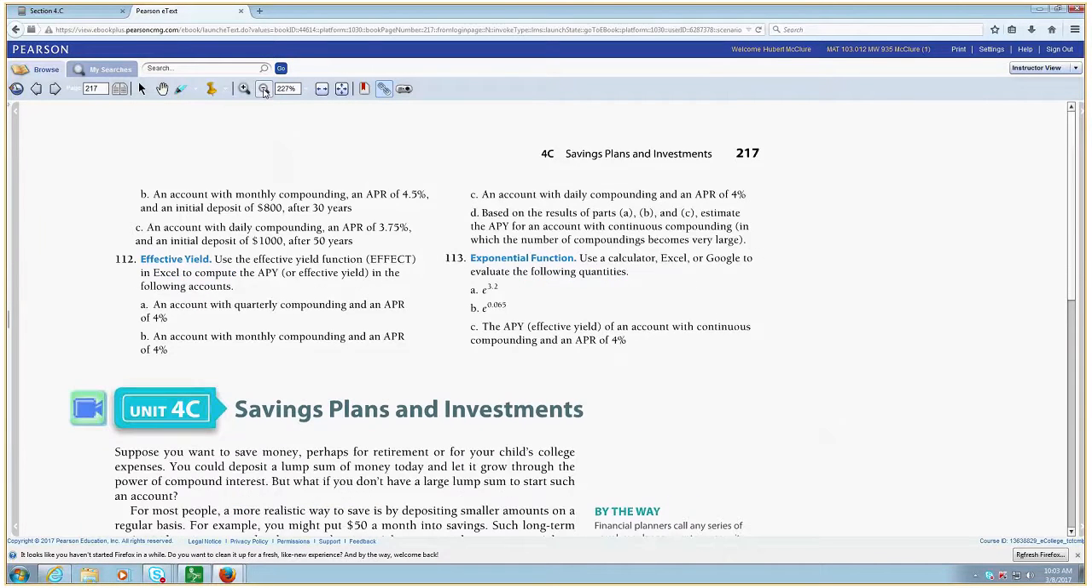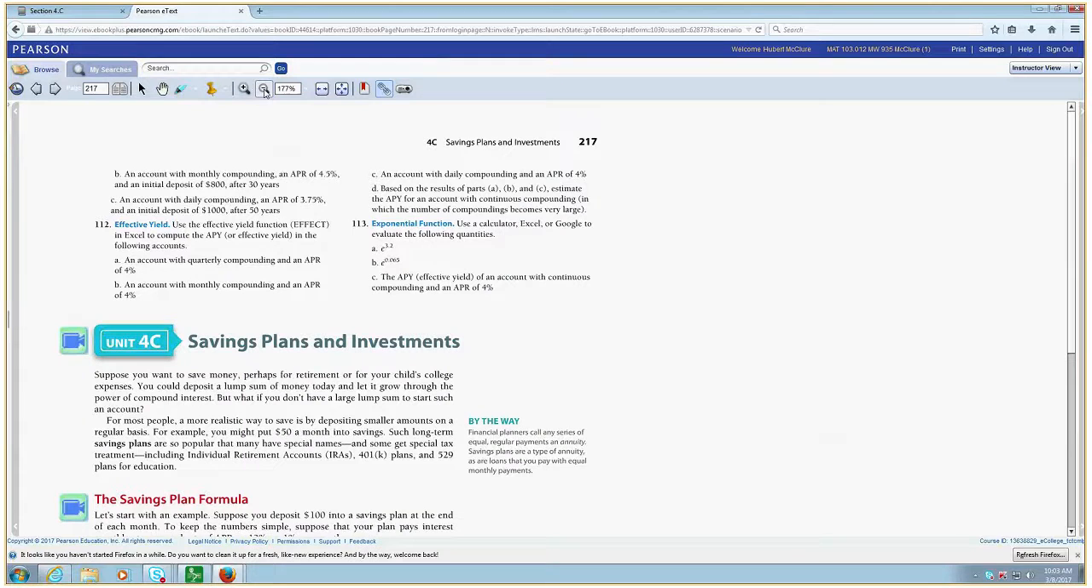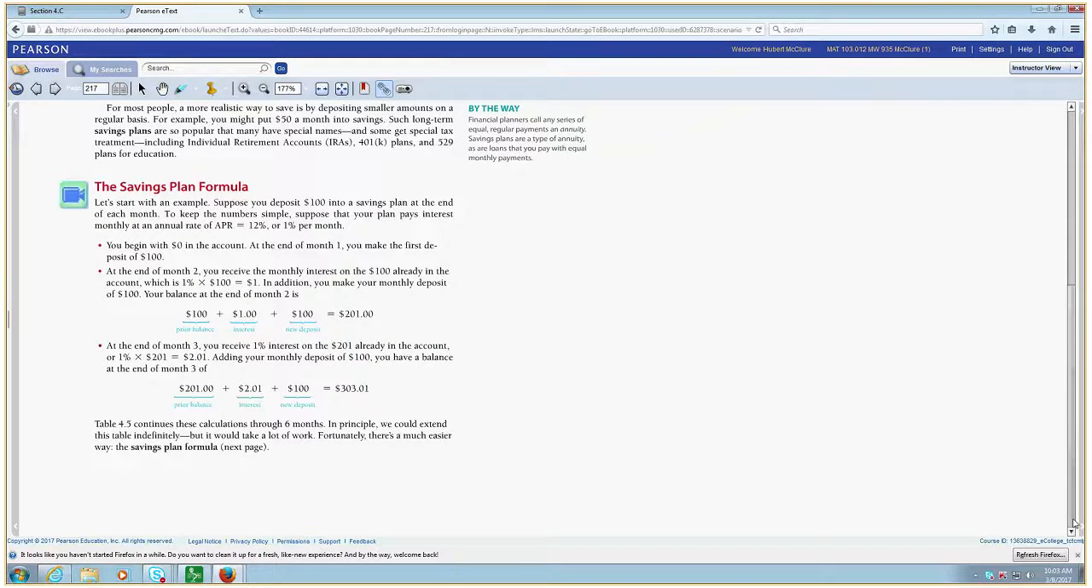God, it's amazing how you get used to a certain computer, and now you get to a new computer and it's just not the same. Let's see.